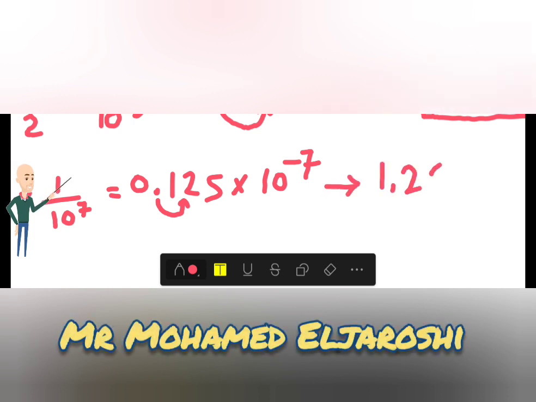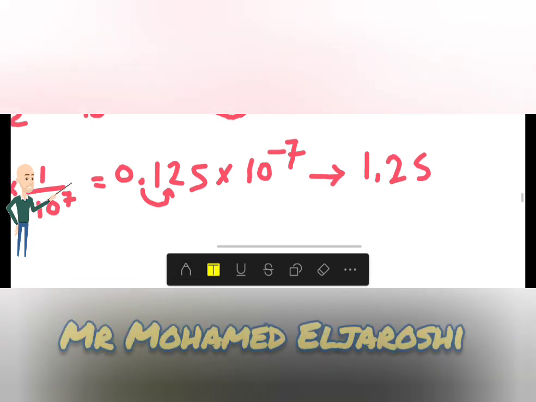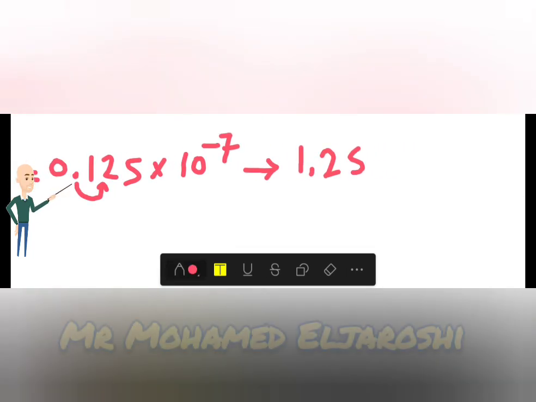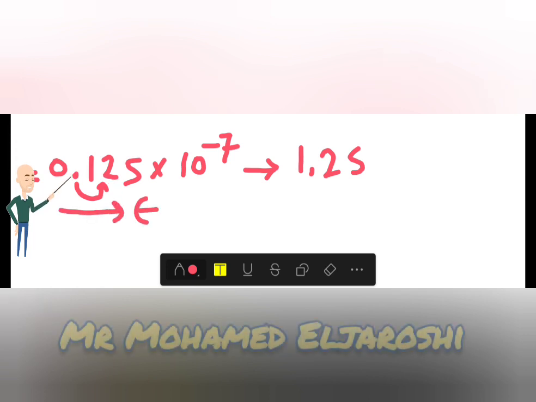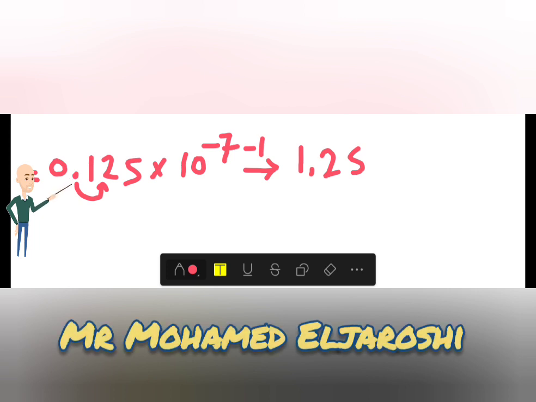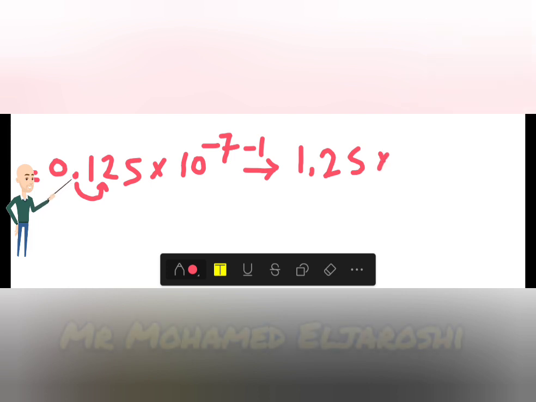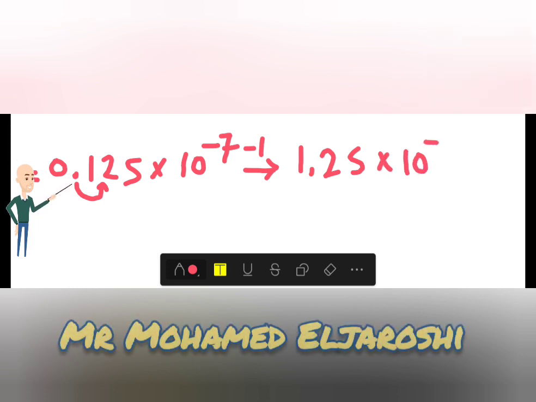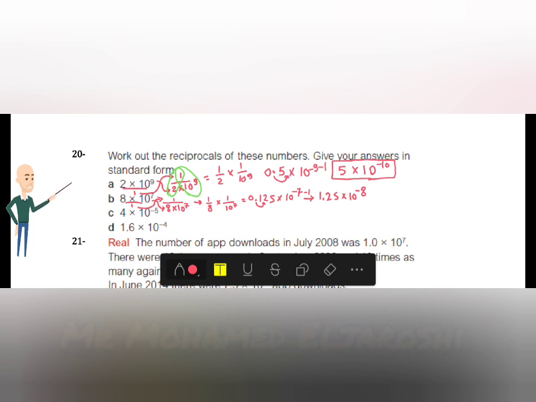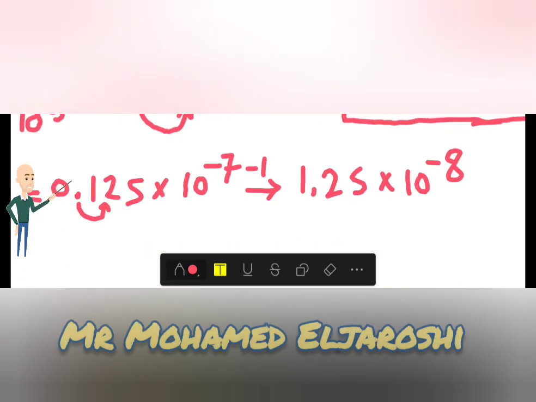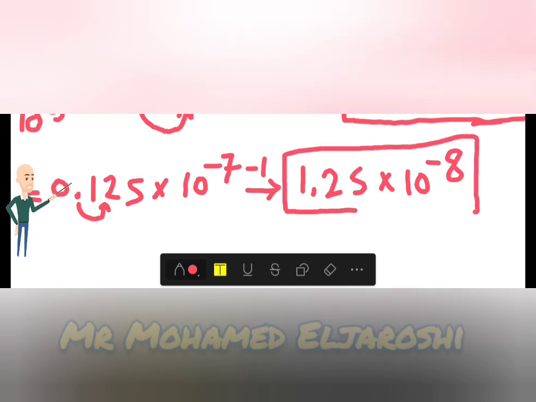So it's going to be 1.25. Then check how many times I moved it and which way. I moved it one time to the negative side, so I'm going to put negative 1 next to the negative 7. When you add them together, they're going to be negative 8. So I multiply by 10 to the power of negative 8. Or I can use the calculator from the beginning to find the answer without following these steps. It's up to you. This is the final answer, in standard form.